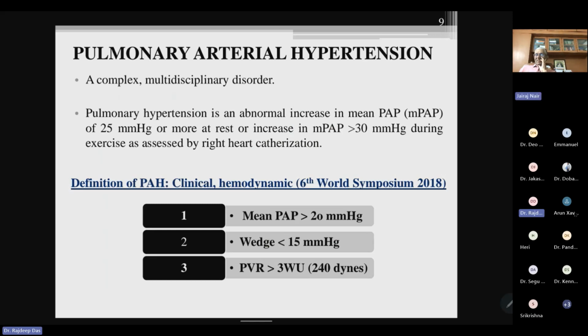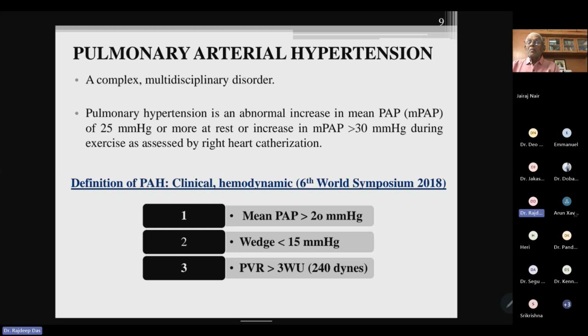Now, pulmonary artery hypertension: the earlier definition was an abnormal increase in mean pulmonary artery pressure of 25 millimeter of mercury or more at rest, or an increase in mean pulmonary artery pressure of more than 30 millimeter of mercury during exercise, as assessed by right heart catheterization. During the 6th World Symposium in 2018, the hemodynamic definition of pulmonary artery hypertension was revised, and the cutoff was brought down to 20 millimeter of mercury.